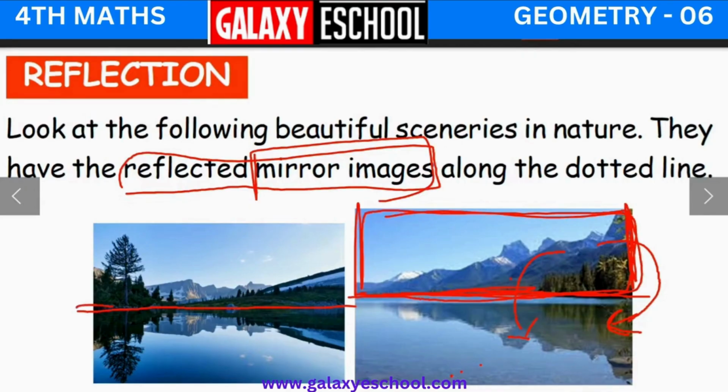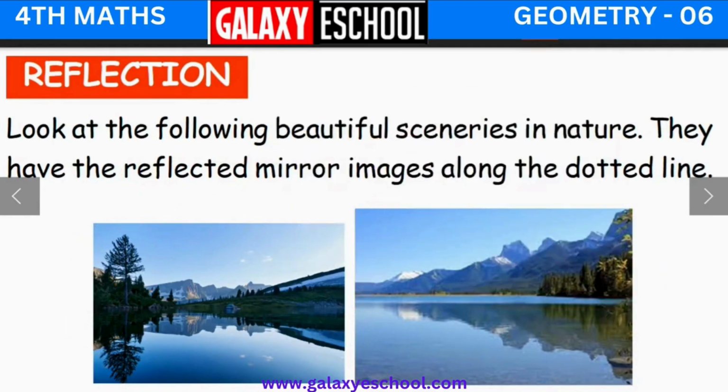Even here we can see the scenery above the water. What is this? We have trees and mountains. Again, due to the presence of water here, the same scenery is reflected as it is, children. It is reflected as it is in the water. So this is nothing but the reflection. Reflection can be seen in water and also in mirrors.